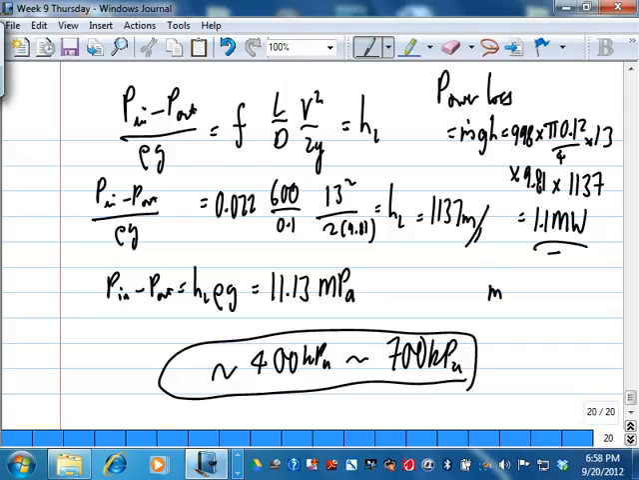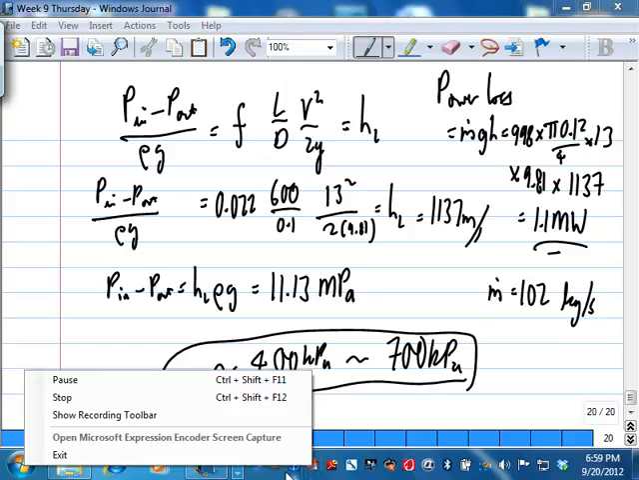What's the m dot, just this part? How many kilograms per second? 102 kilograms per second. Okay. Alright, I made sure it's definitely turbulent. Okay, so stop the record.